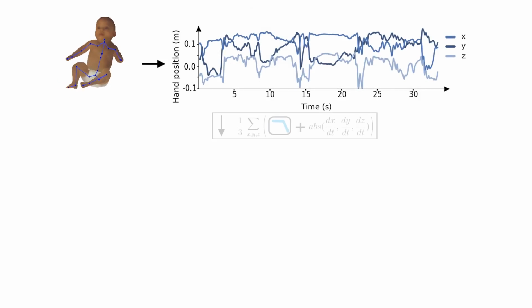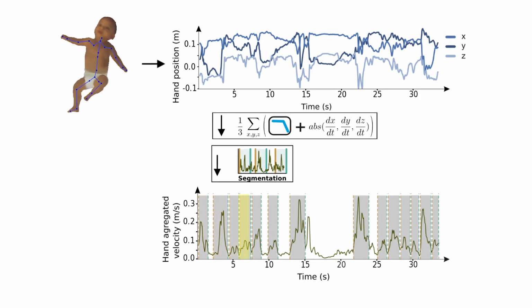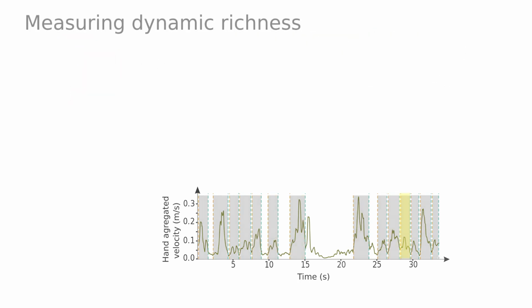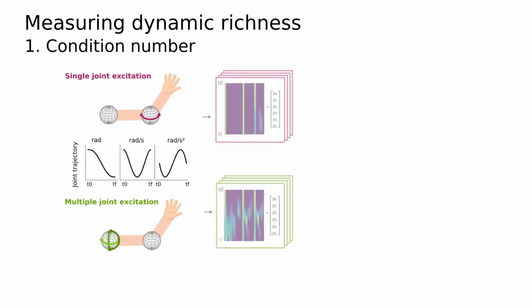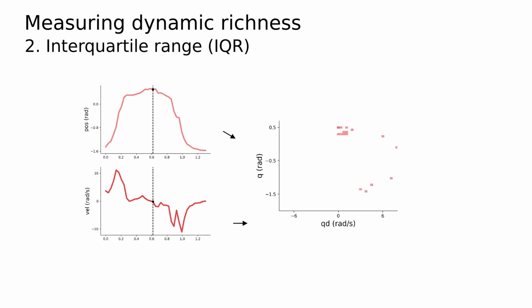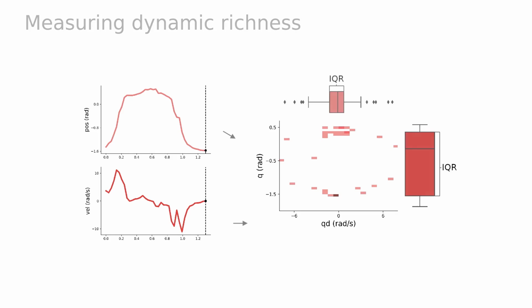Second, the data was segmented into individual motion sequences using an algorithm aligned with known infant movement characteristics. To quantify dynamic richness, we employed two metrics. First, the condition number, which measures how effectively inertial parameters are simultaneously excited, with one indicating uniform excitation. Second, the interquartile range, which quantifies the dispersion of each kinematic variable, indicating the range of values explored.